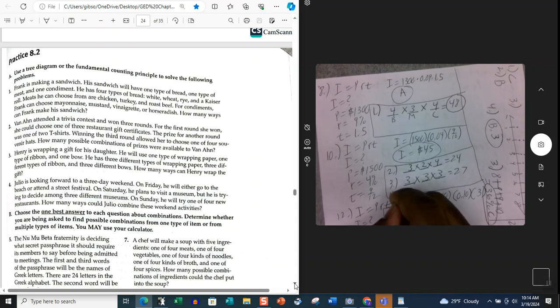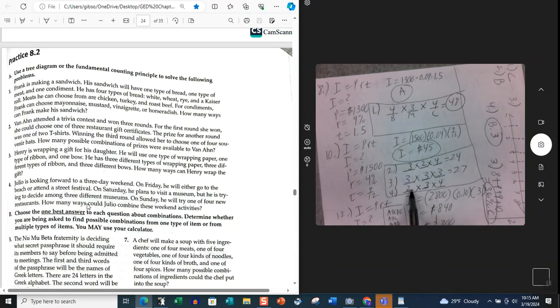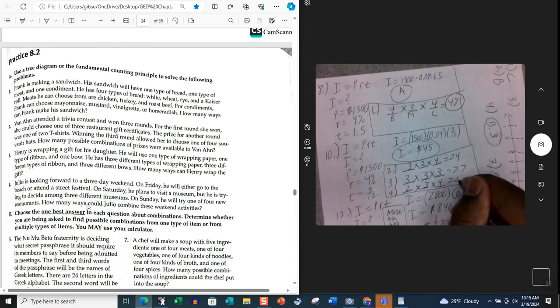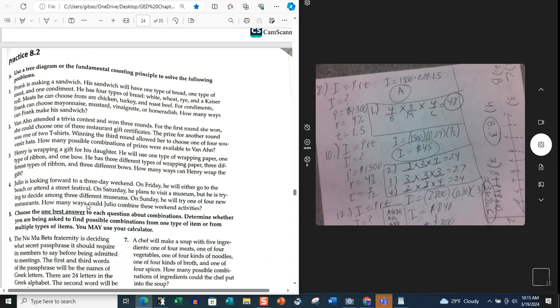So basically, Friday he has 2 choices. For Saturday, he plans to go to a museum, but he has 3 different museums to choose from. So that'll be 3 different choices for Saturday. On Sunday, he would try one of 4 new restaurants, so 4 choices for Sunday. Now we will multiply all of these. 2 times 3 is 6 times 4 is 24. So that is our answer for problem 4. It's 24.